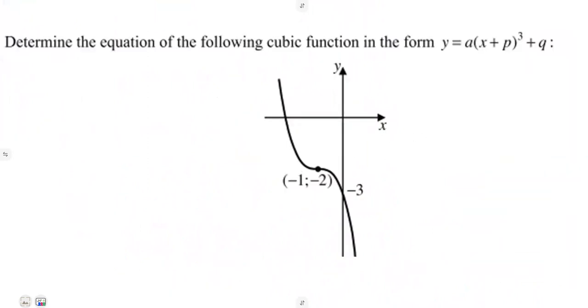Another one, you are given here to determine the equation of the following cubic function in this format, where you do not have this condition of a turning point properly given. This is what? The stationary point of inflection that we are given here. This is the condition, the stationary point. The stationary point of what? Inflection.